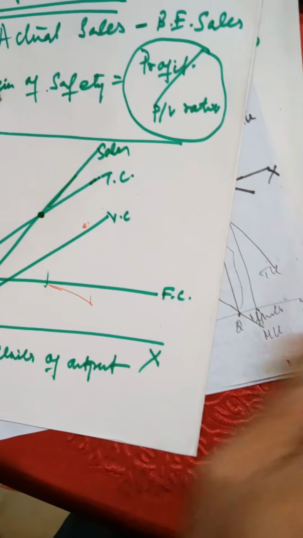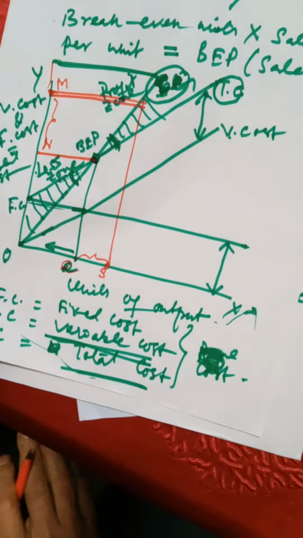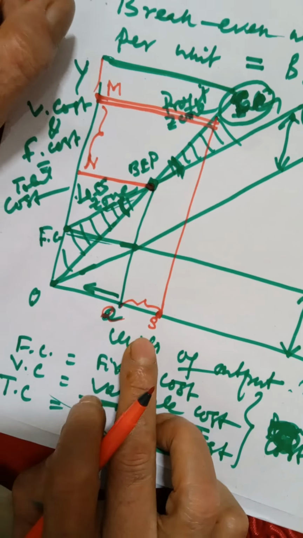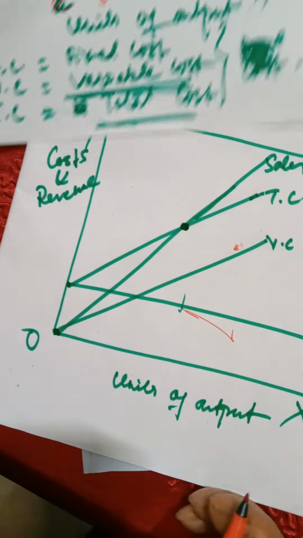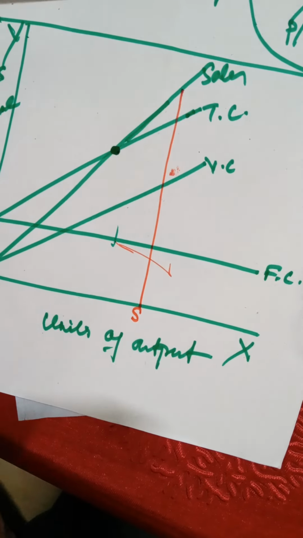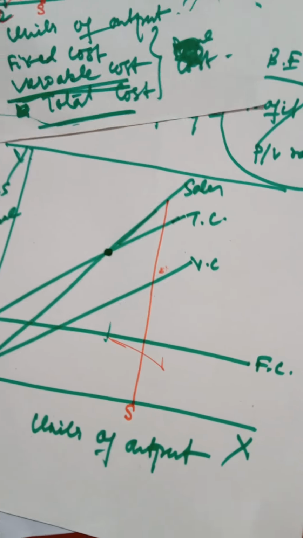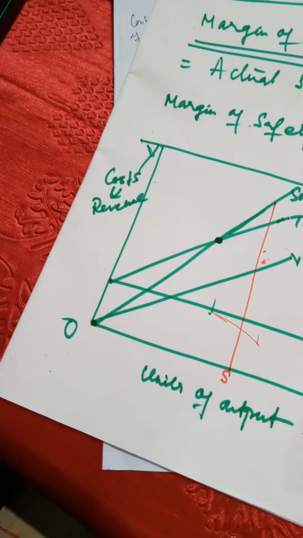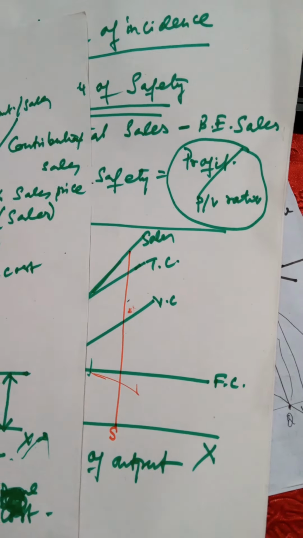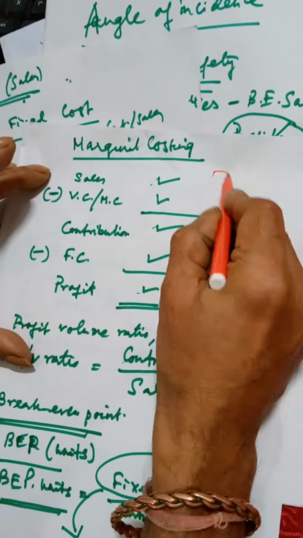And suppose actual sales is OS as we have seen in our previous diagram. We are continuing with this example. Suppose the actual sales is OS. Now, once again, look at the formula: sales minus variable cost equals contribution and contribution minus fixed cost equals profit. We have just learned sales minus variable cost equals contribution. Contribution minus fixed cost equals profit.